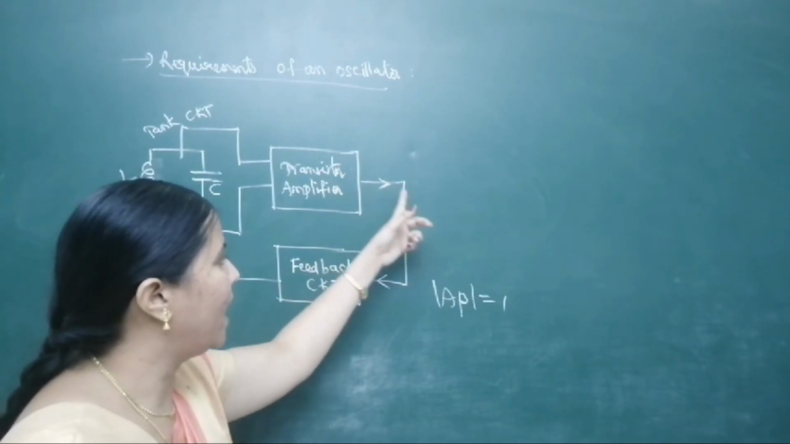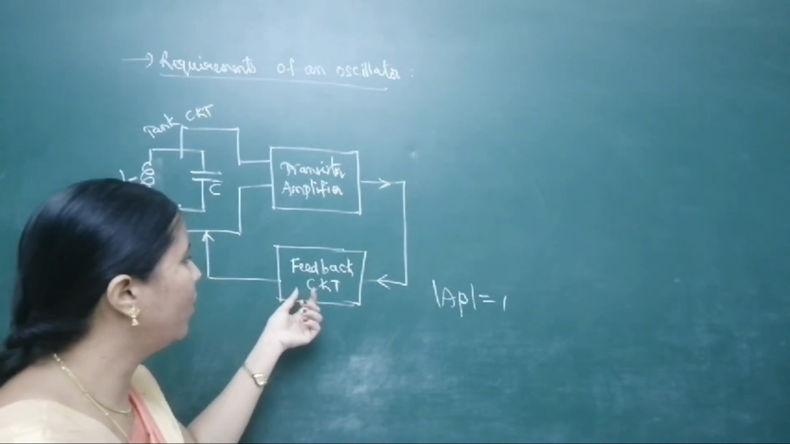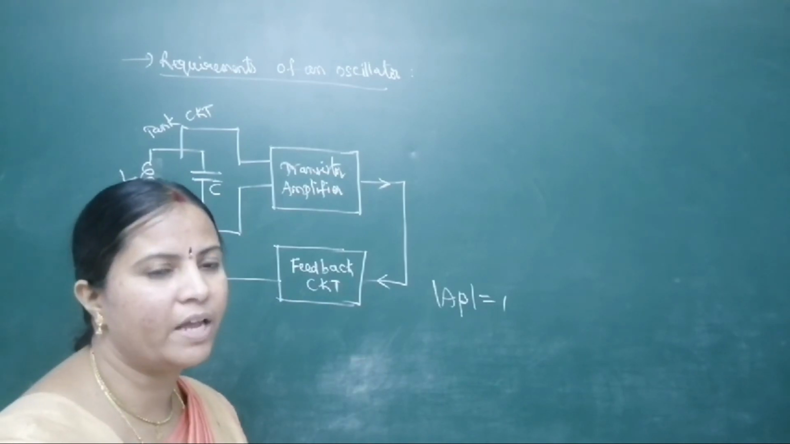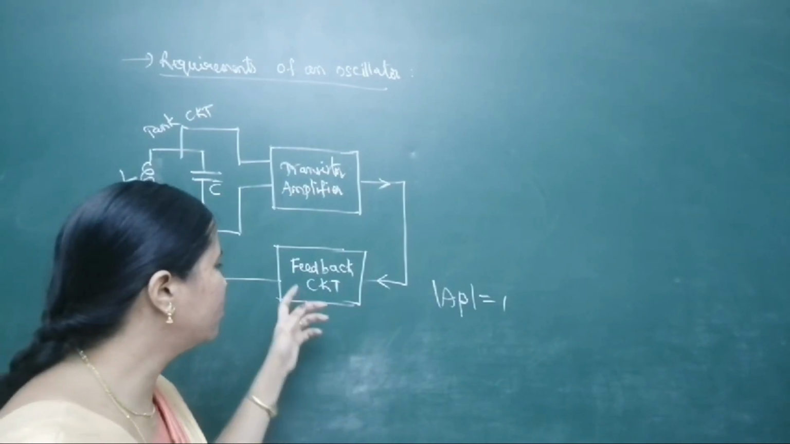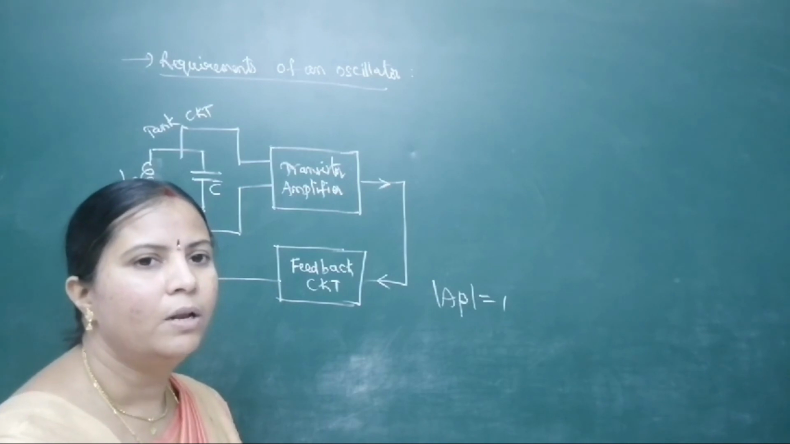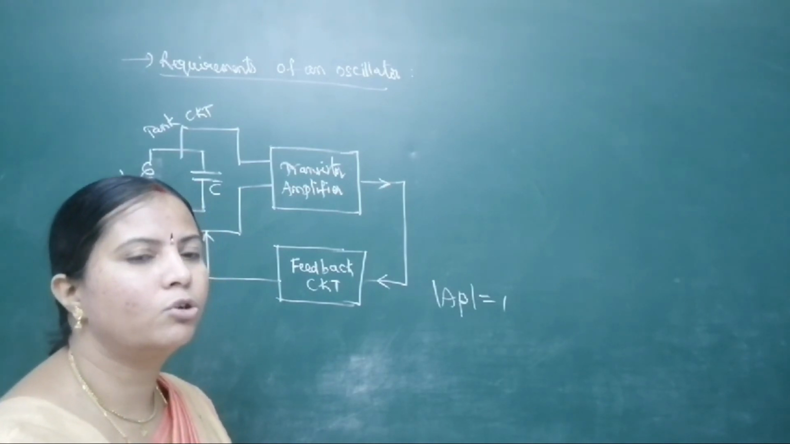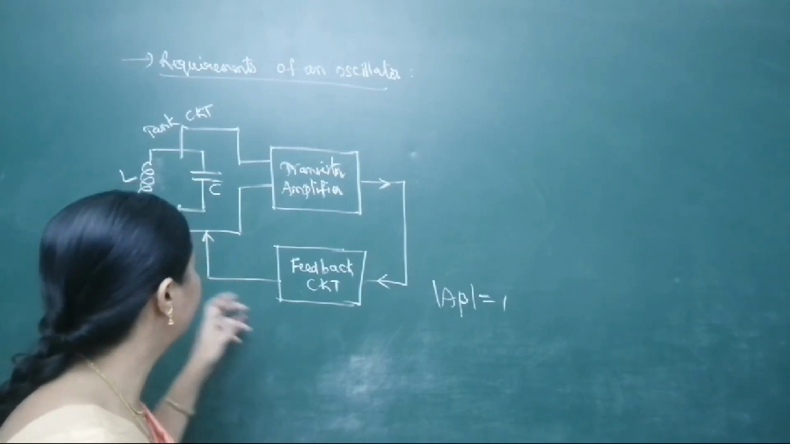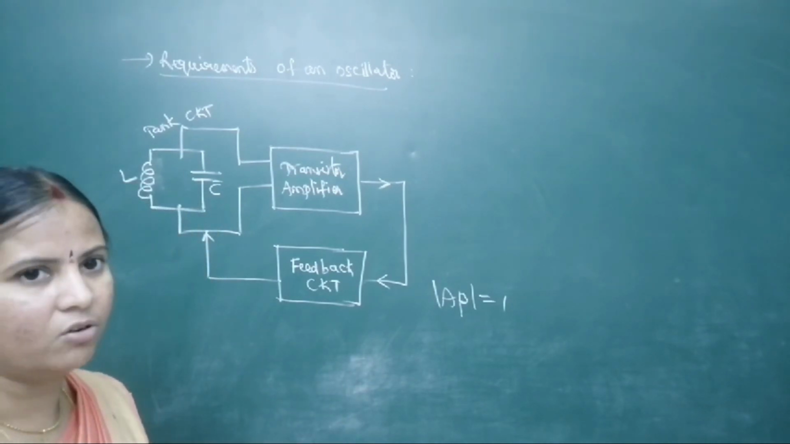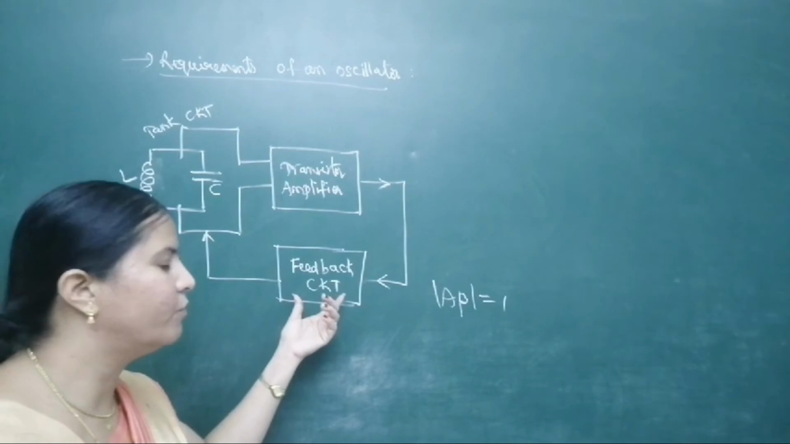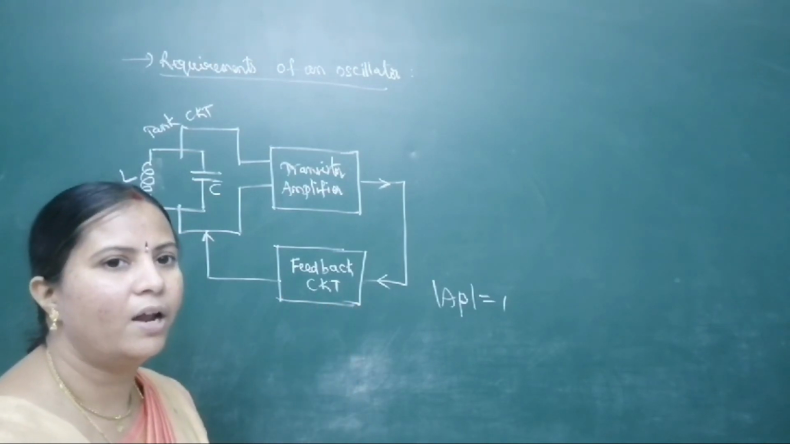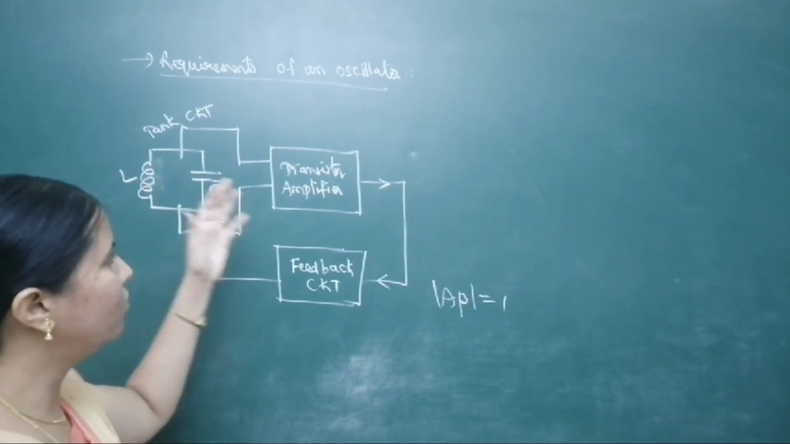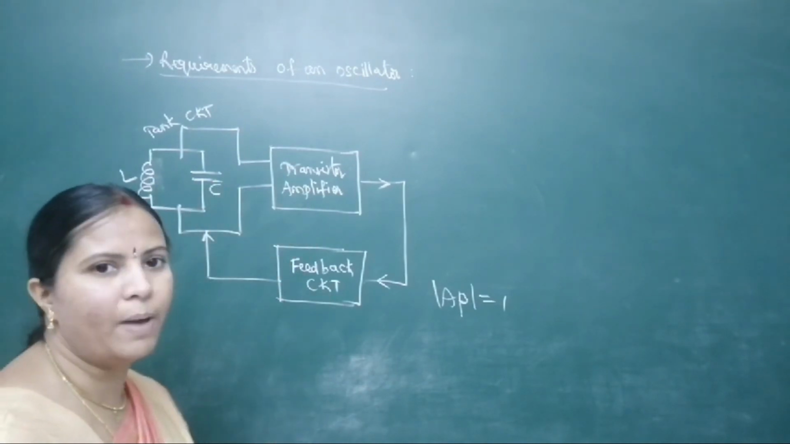The output of the transistor amplifier goes to the feedback circuit. The transistor amplifier will produce a 180 degrees phase shift, and the feedback circuit will also produce 180 degrees. So the total phase shift around the loop is 360 degrees or 0 degrees with respect to the input signal. So this feedback circuit will produce the conditions for oscillation. So these are the requirements of an oscillator: tank circuit, transistor amplifier, and feedback circuit.